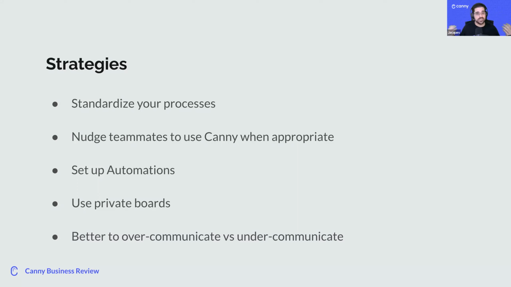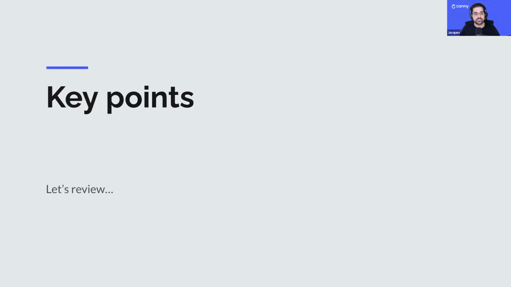And then finally, just remember, it's better to over communicate than to under communicate. So if you have to lean one way or the other, lean towards over communication. And that's where Canny is a really great repository of communications to be able to understand, okay, what are people really after? What is the context of this post? How much is this post worth to us in terms of MRR? So important things like that.